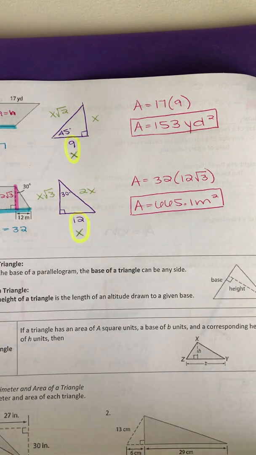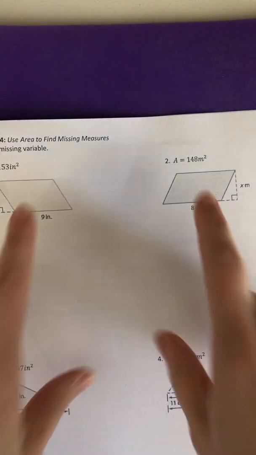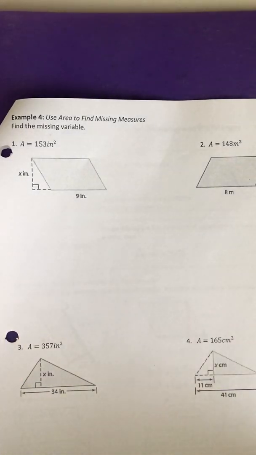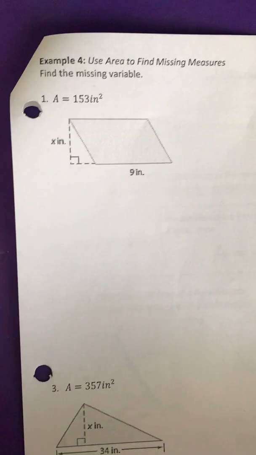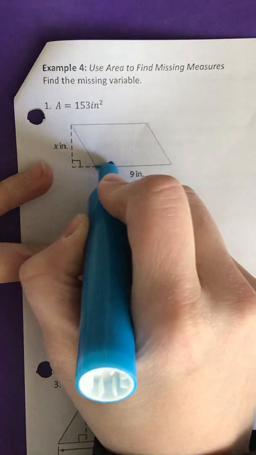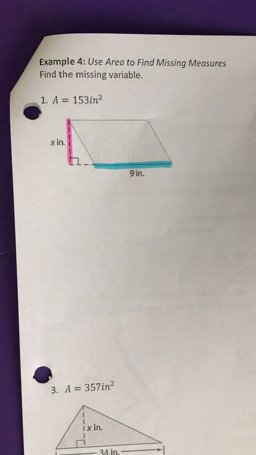So we're going to skip over triangles for right now. We're going to flip to the back and we're going to do these two problems because those are also parallelograms. So now I tell you what my area is. I give you the base, but we do not know what the height is. So we need to solve for the height.